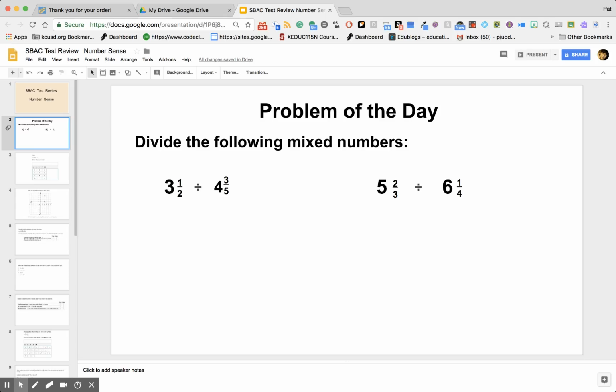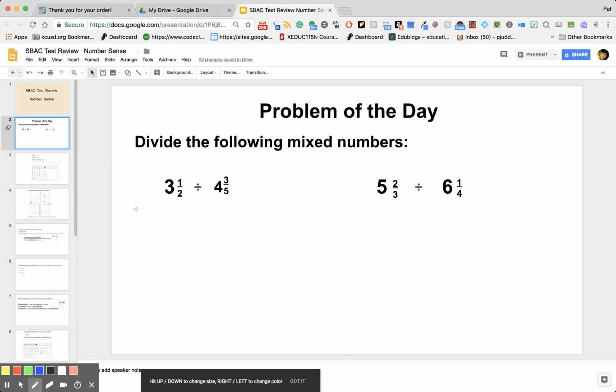So take out at least 2 sheets, put your name at the top, put today's date, and put number sense. And you're going to start with the 2 division of mixed numbers that you see here. Remember yesterday when we did the division of mixed numbers, you first have to change the mixed number to an improper fraction.